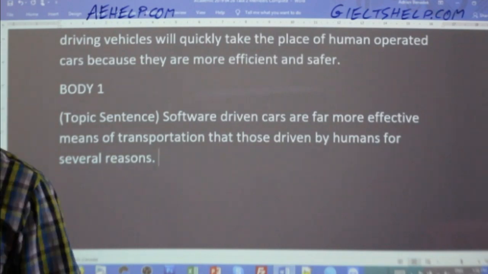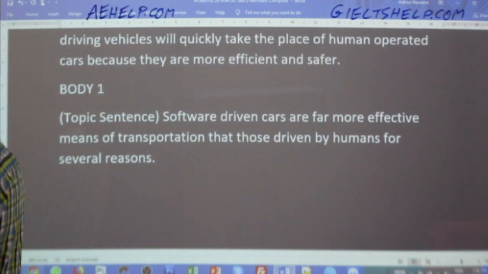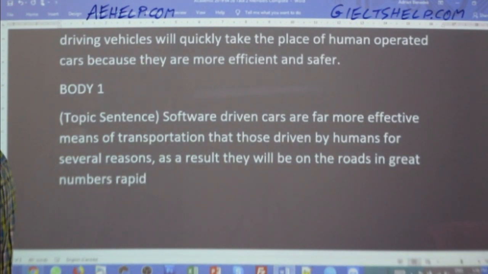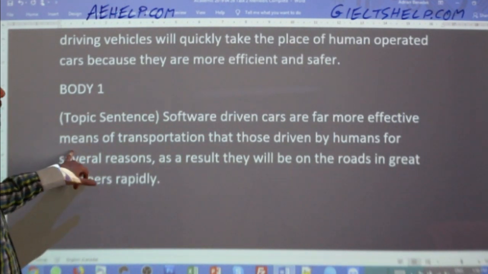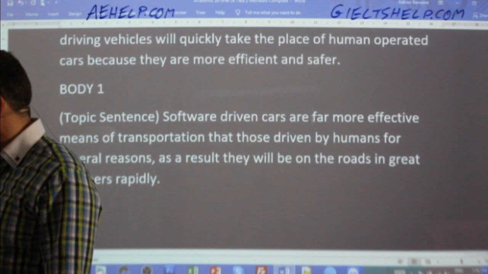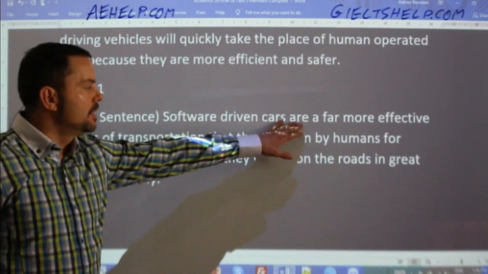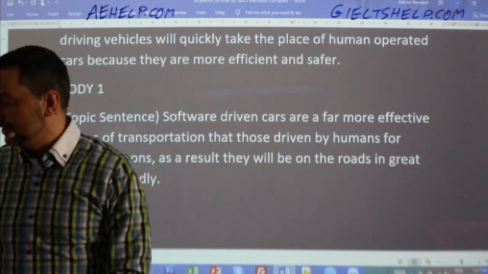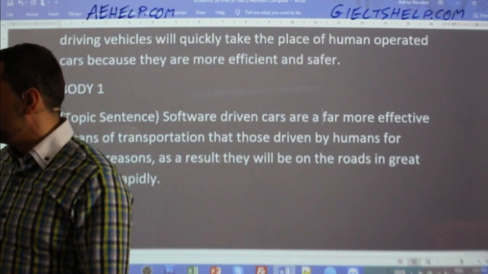All right, this is my topic sentence. I'm going to actually stretch it out a little bit. Remembering both sides of the information here. So, software-driven cars are a far more effective means of transportation than those driven by humans for several reasons. As a result, they will be on the roads in great numbers rapidly.